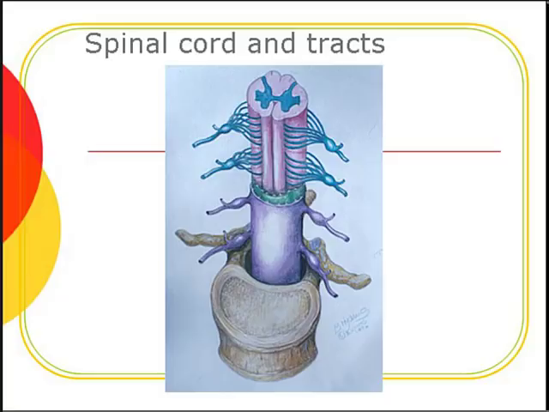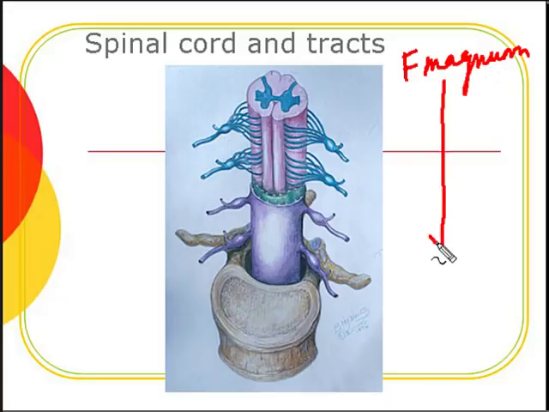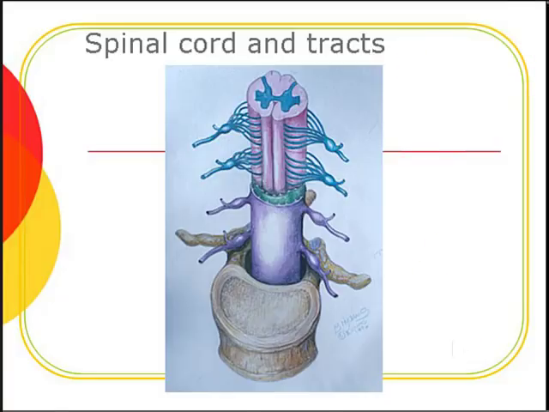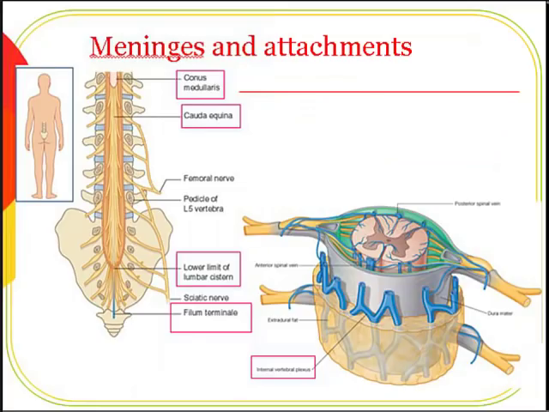The spinal cord begins at the lower border of the foramen magnum and extends all the way down to the level of lumbar 1 to lumbar 2. So it's either at the lower border of lumbar 1 or upper border of lumbar 2 in adults, and goes up to lumbar 3 in children. The average length is about 45 centimeters in males and a little shorter in females.